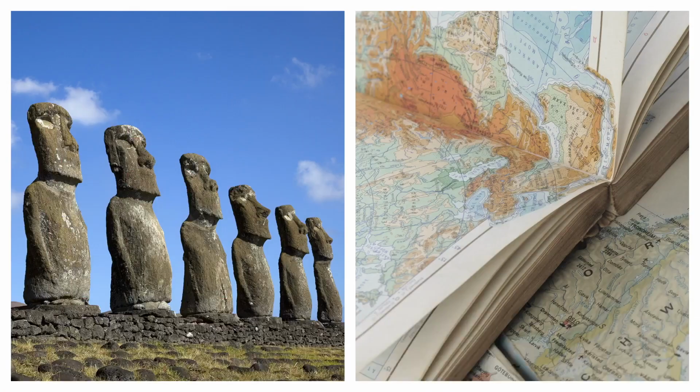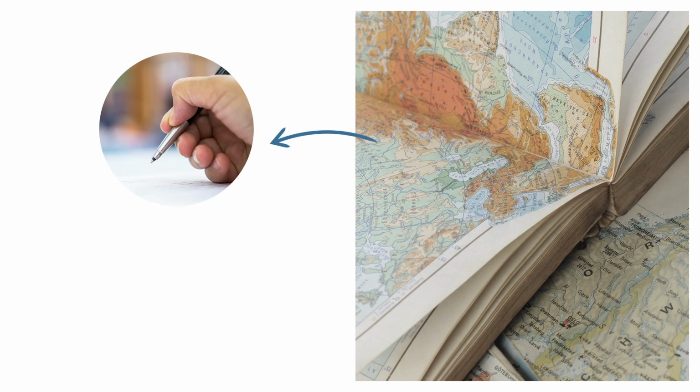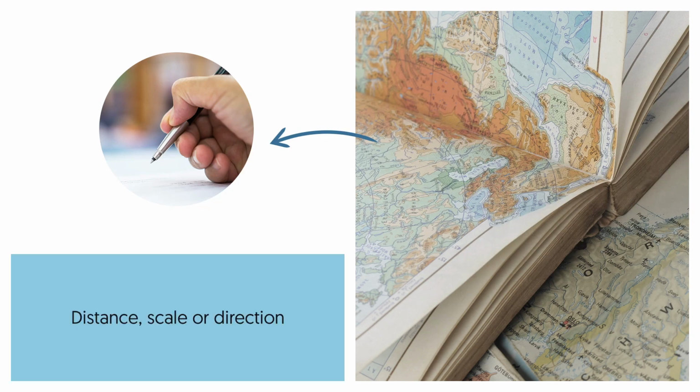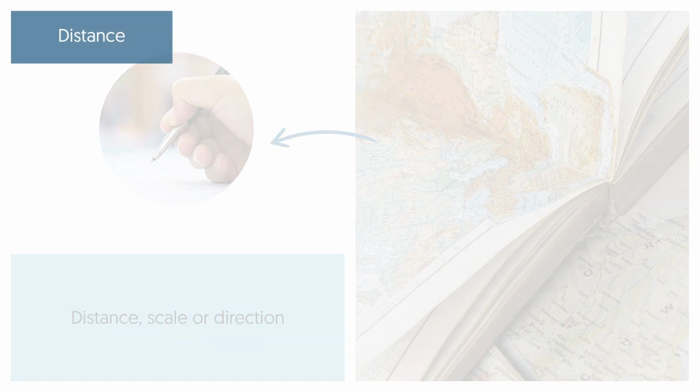History is about chaps. Geography is about maps. Or so the old saying goes. It may be an old saying, but you will meet at least one map and possibly more in your GCSE geography examinations. You could be asked questions about distance, scale, or direction, and that's what we're going to look at in this pod. Let's start with distance.